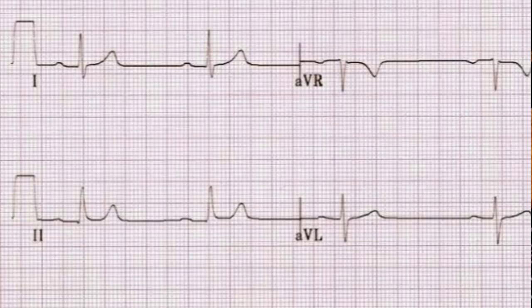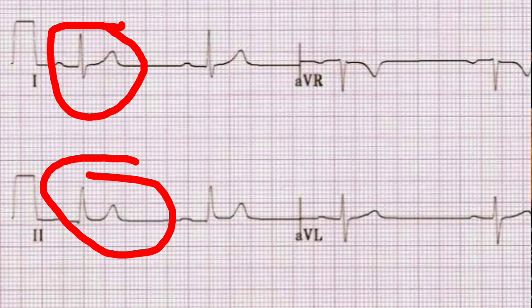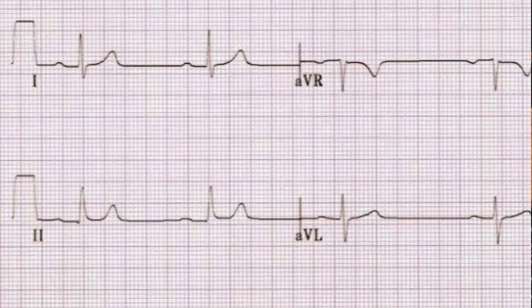So in a normal cardiac axis, we see that lead 1 is a positively deflected lead and lead 2 is also a positively deflected lead. But what happens whenever there is a left axis deviation? For example, I give you two very important examples.